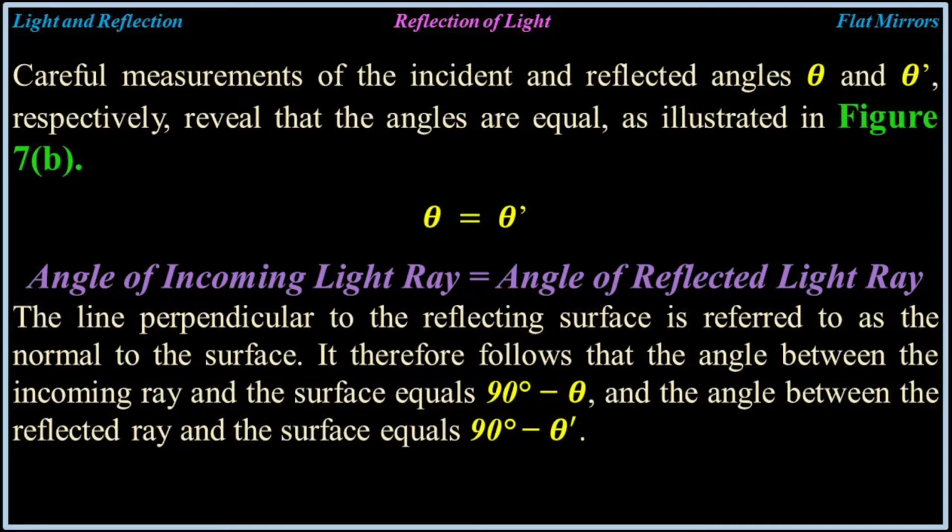Careful measurements of the incident and reflected angles, theta and theta prime, respectively, reveal that the angles are equal, as illustrated in figure 7b. Theta equals theta prime. Angle of incoming light ray, angle of reflected light ray. The line perpendicular to the reflecting surface is referred to as the normal to the surface. It therefore follows that the angle between the incoming ray and the surface equals 90 minus theta, and the angle between the reflected ray and the surface equals 90 minus theta prime.